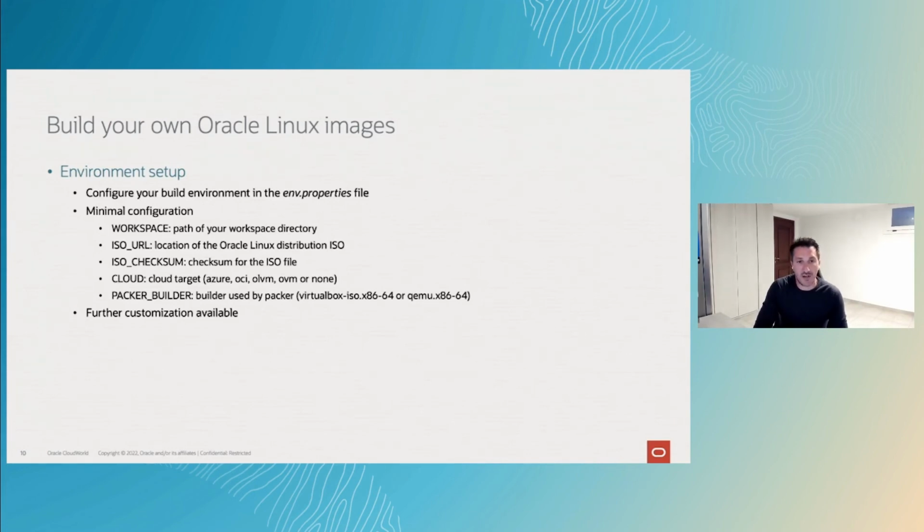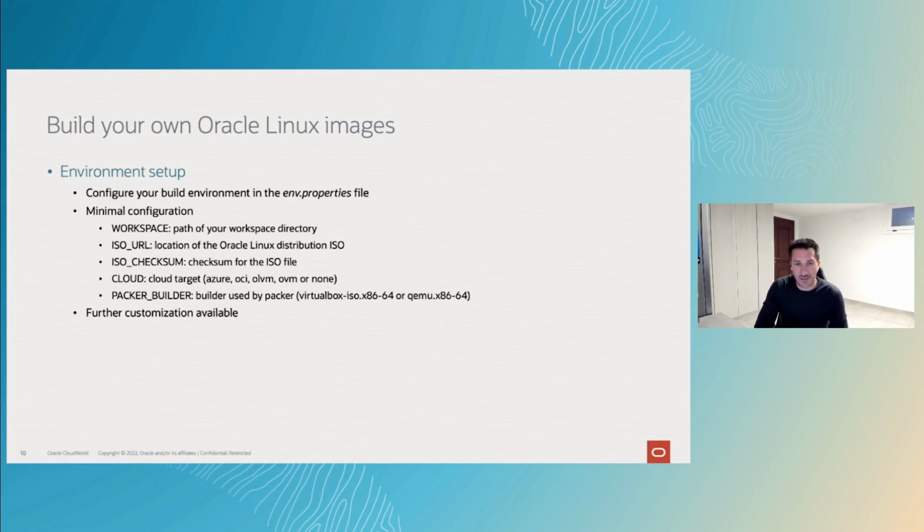But that said, the important thing is that there's a minimal configuration, right? And those are the 5 environment properties that have to be correctly populated. The first one is related to the workspace. So at the end, the path or the directory where you're going to work and where the image is going to be built. ISO URL, so the location of your Oracle Linux distribution ISO, the location of the Oracle Linux 7 ISO, Oracle Linux 8 ISO, or 9.